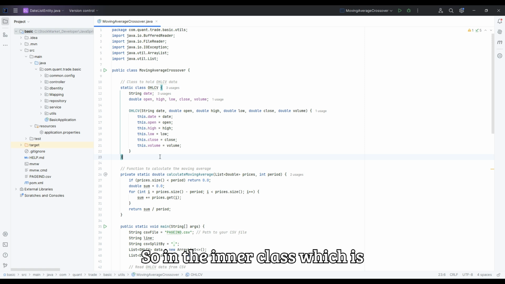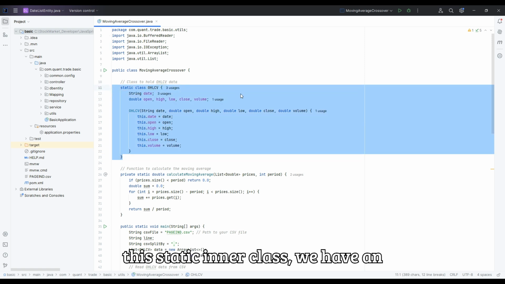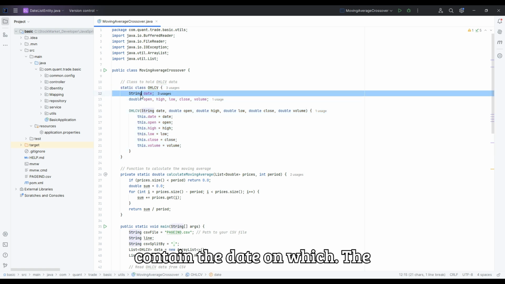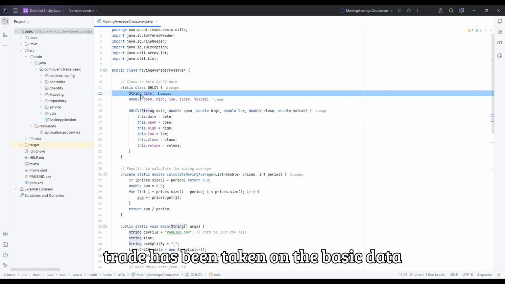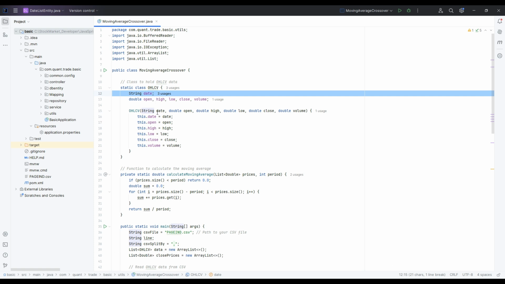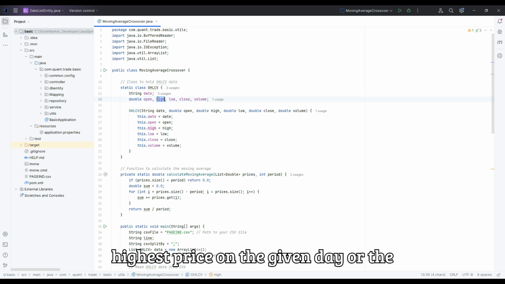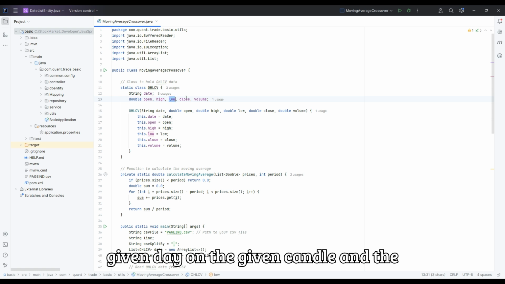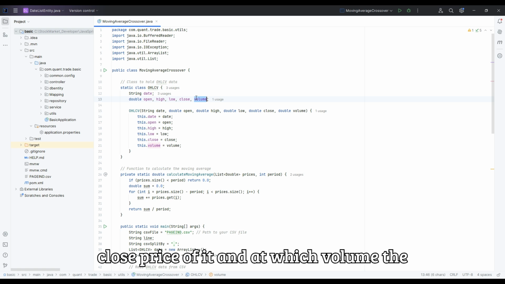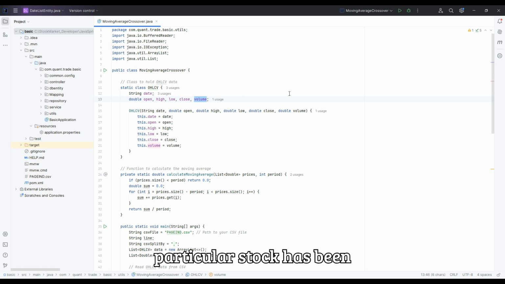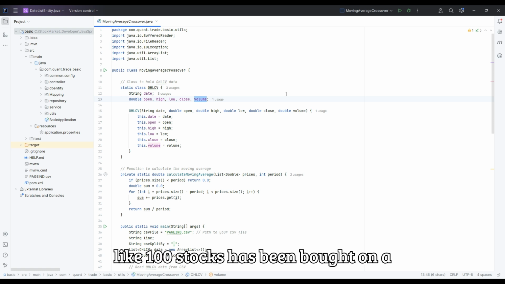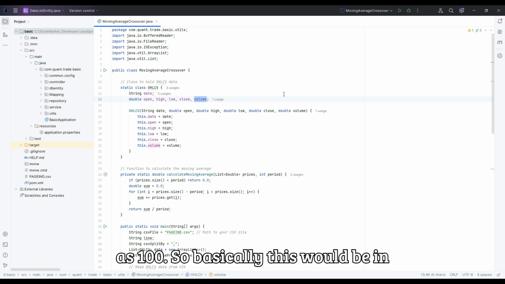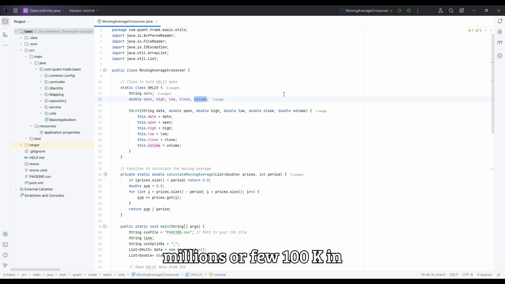So in the inner class, which is this static inner class, we have an OHLCV mapping, which would basically contain the basic data for a given date, like the opening price of the stock, the highest price on the given day or candle, the lowest price on the given day, the close price, and the volume at which the particular stock has been traded. Suppose 100 stocks have been bought on a given stock, the volume will be recorded as 100. So basically, this would be in millions or a few hundred Ks in general.